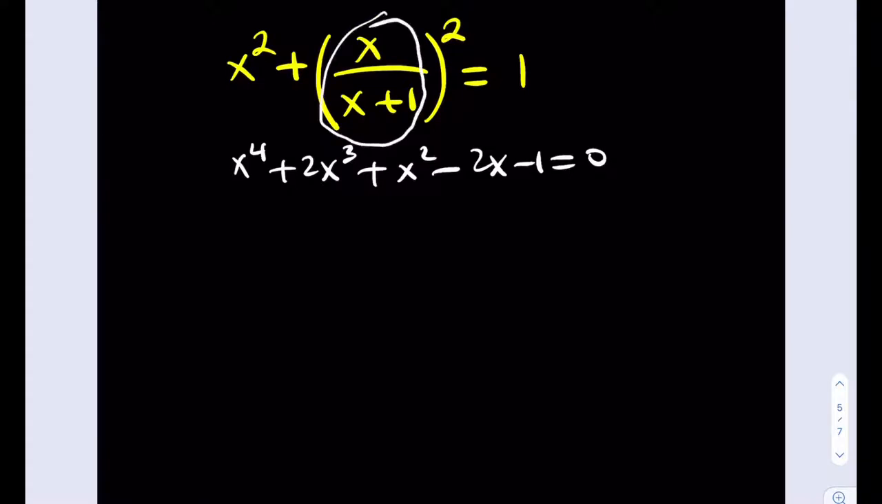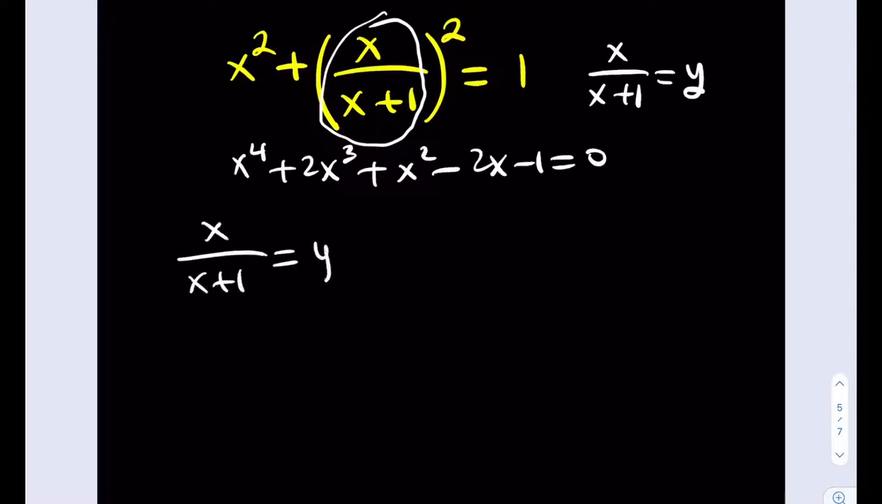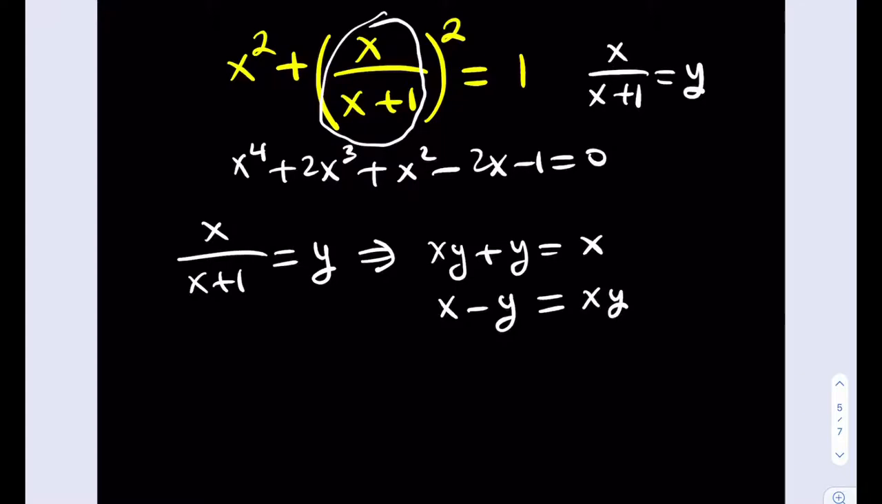Okay. So I'm going to call the x over x plus 1 y. So I'm going to use substitution here in an interesting way. And when I do that, you're going to notice something interesting happening. If I call this expression y, then I'm going to be getting xy plus y is equal to x. So from here, I'll be getting one of these equations. I can just subtract y from both sides, and this is going to give me x minus y being equal to xy. This is one of my equations.